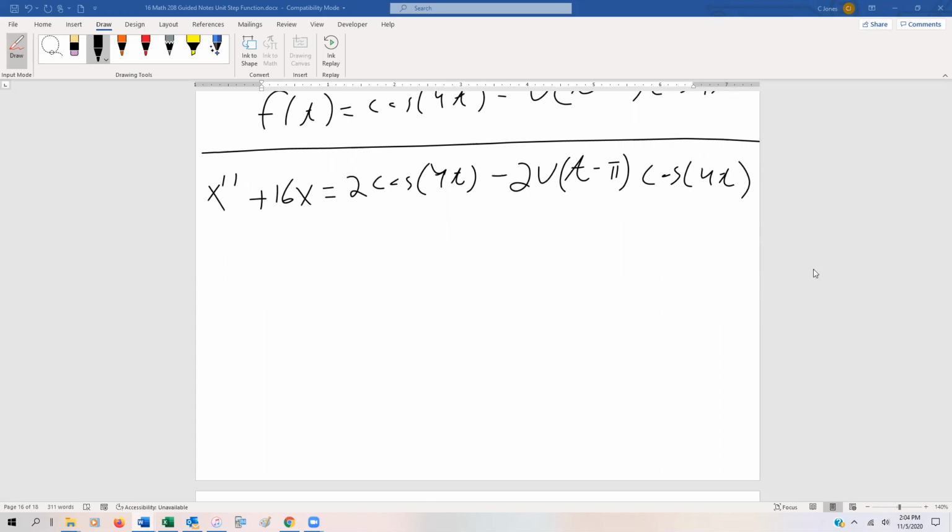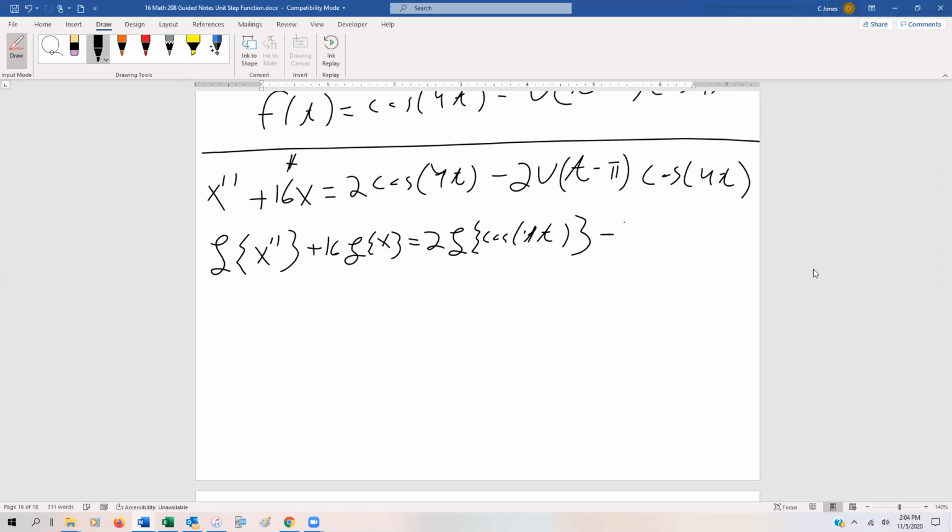This is actually a really cool problem to finish this off because we're going to use some trigonometry to help us with the inverse Laplace and Laplace transform. So we got to this part, and we just have to take Laplaces at this point. We're going to take L of x double prime plus 16L of x plus 2L of cos 4t. All of that's pretty easy. But now we get to this guy.